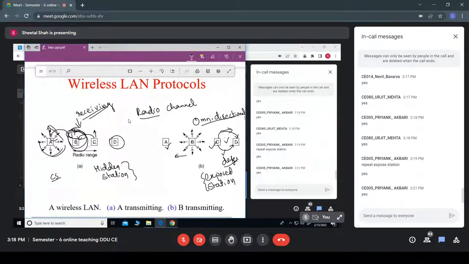So this is about the hidden station and exposed station problem. Any doubts in this?